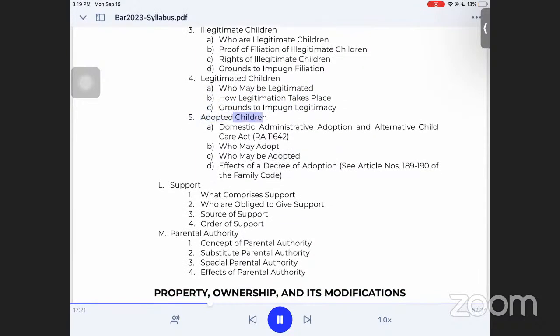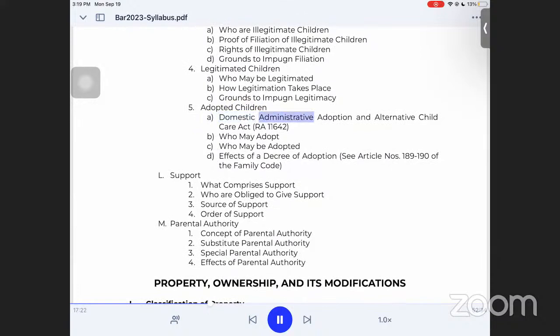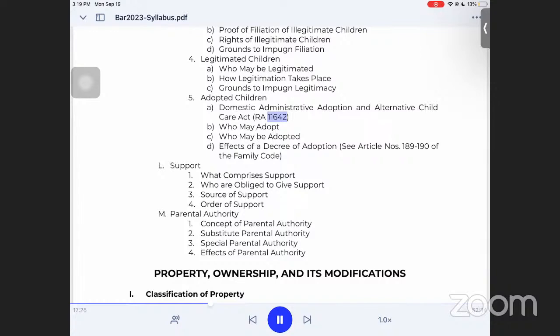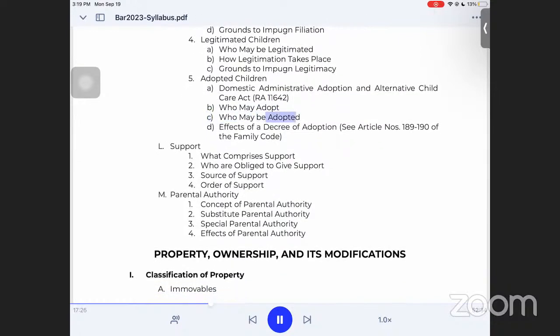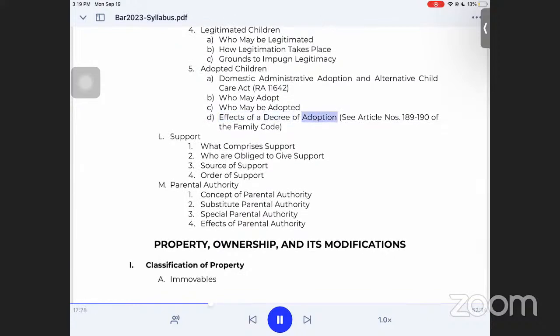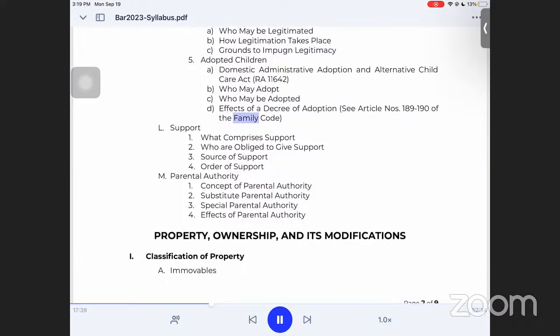5. Adopted children. A. Domestic Administrative Adoption and Alternative Child Care Act, RA 11642. B. Who may adopt. C. Who may be adopted. D. Effects of a decree of adoption. See Article numbers 189-190 of the Family Code.